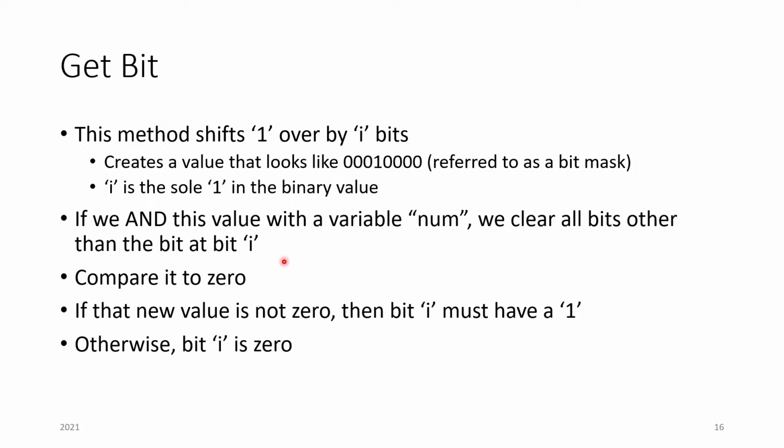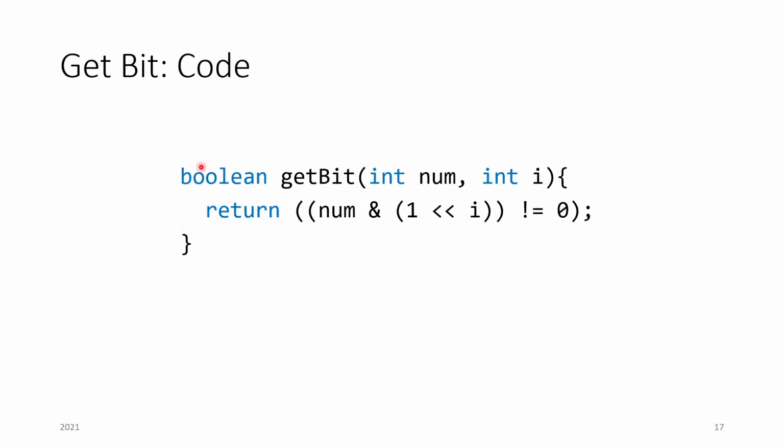And we compare the result with 0. So if the result does not give us a value of 0, that means the bit there was positive. But if it does return a value of 0, that means in the original bit sequence, bit 5 was originally 0. So the general code for this is given here for your get bit.